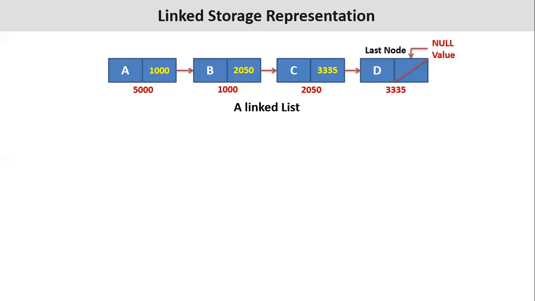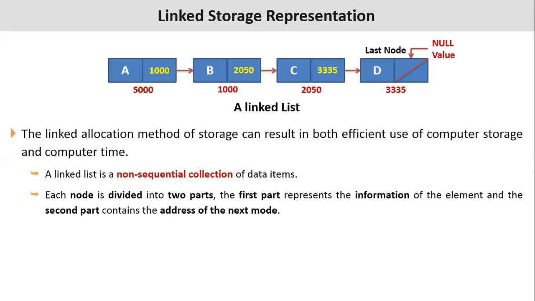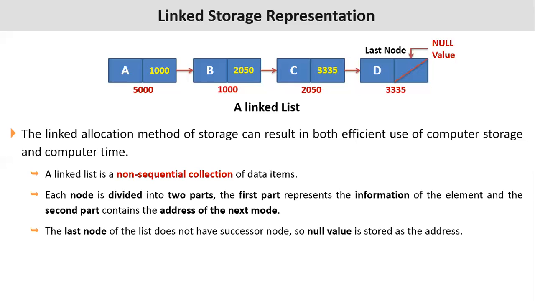It is a linked list. The linked list allocation method of storage can result in both efficient use of computer storage and computer time. A linked list is a non-sequential collection of data items. Each node is divided into two parts. The first part represents the information of the element, and the second part contains the address of the next node. It is a simple graphical view of a linked list. The last node of the list does not have a successor node, so a null value is stored as the address.